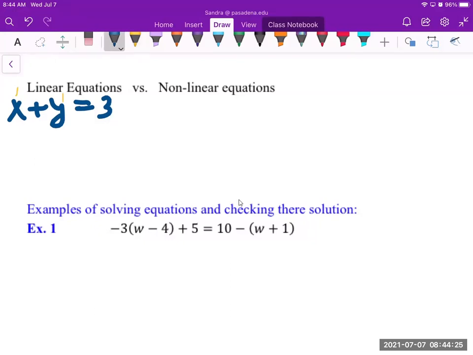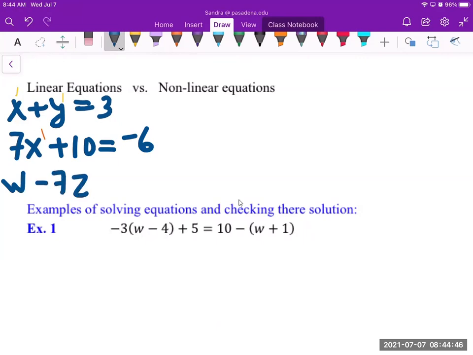If I give you another one, let's just say 7x plus 10 is equal to negative 6. The exponent on the variable x is equal to 1, so it's considered to be linear. I can give you any variable that I want. I can give you w minus 7z is equal to negative 72 minus w. As long as all of them have degree 1 in terms of the variables, then it's considered to be linear. I can also have fractions in here, like 1/2. It's not affecting the variable exponent.